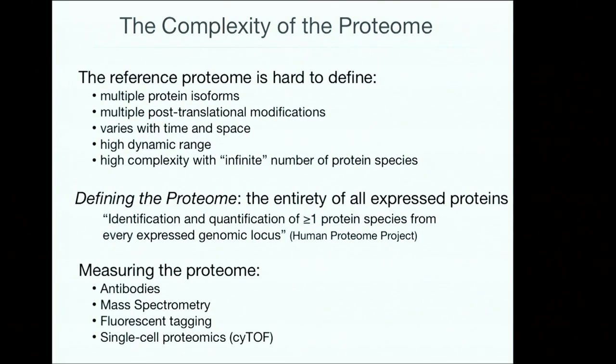So how do people measure the entire proteome? Well, people have done it one by one with antibodies, or more recently with mass spectrometry. Some people have also done high throughput measurements using fluorescent tagging of individual proteins, such as Uri Alon's work, where he's tagging up to 1,000 different proteins and tracking them during cell cycle and response to drug.